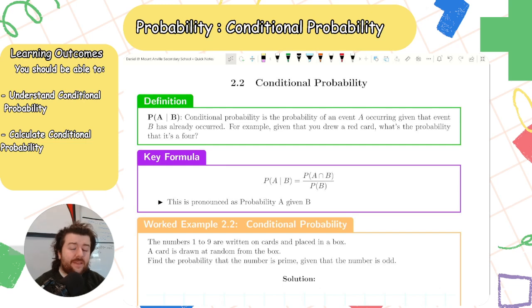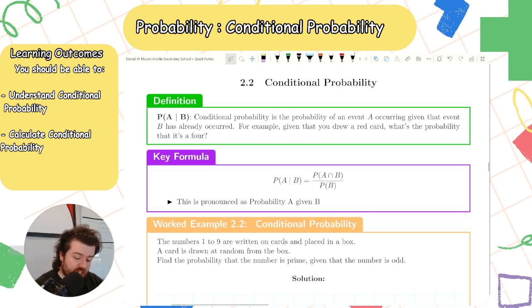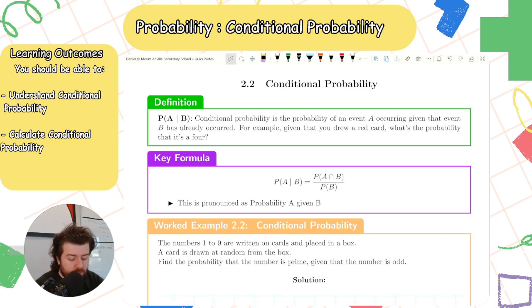Hello everyone. Okay, so in this video we are looking at conditional probability. So what is conditional probability? Conditional probability is usually written like this: P(A|B). This is pronounced the probability of A given B. That just means the probability that something happens given this other thing has happened.